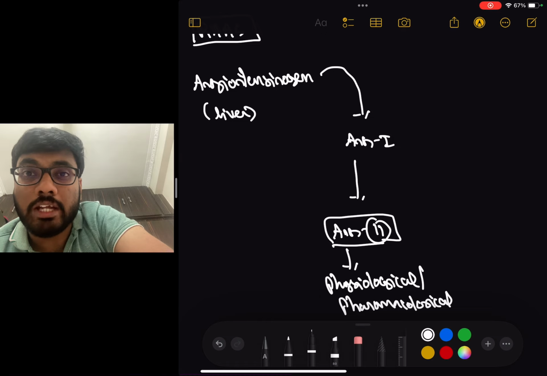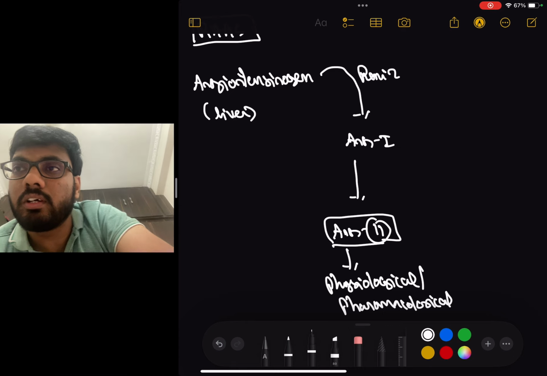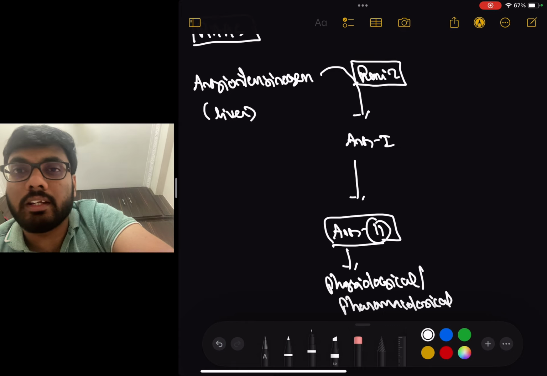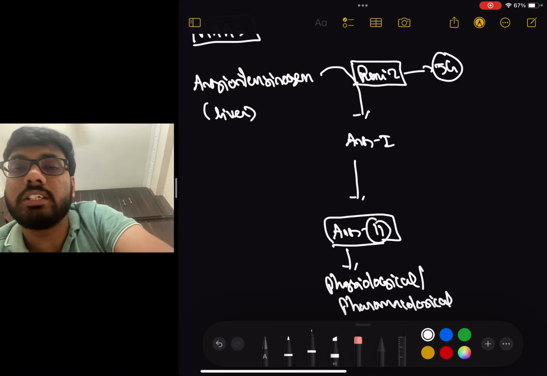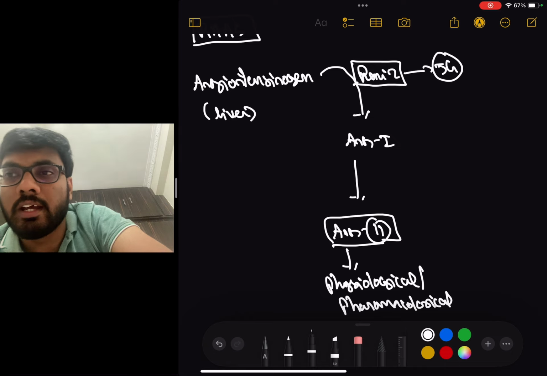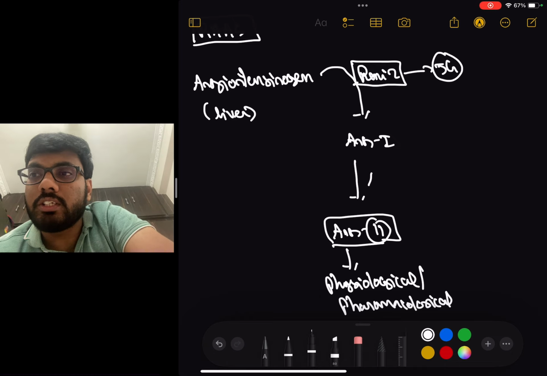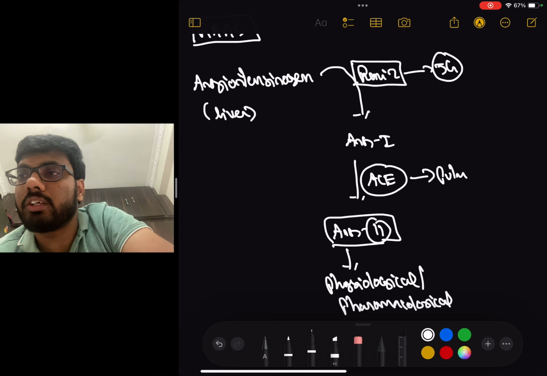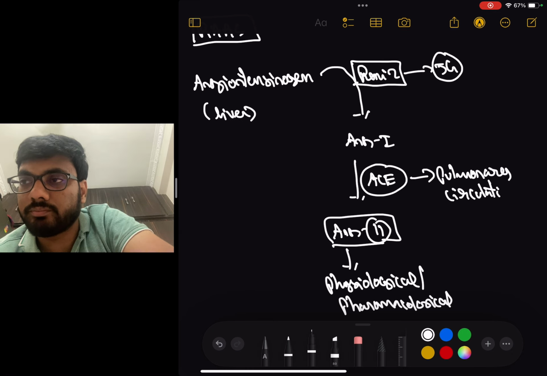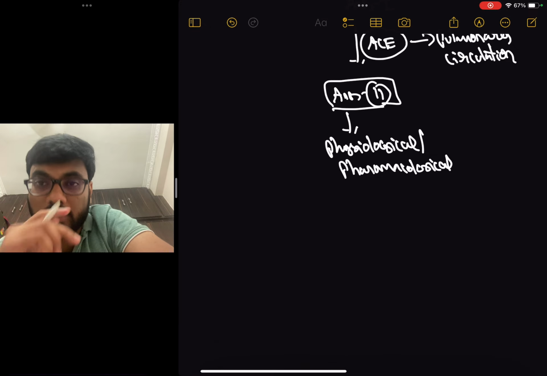Angiotensinogen is converted to angiotensin 1 by means of which enzyme? Renin. Renin is usually produced from where? From the JG cell, the juxtaglomerular cell, that is located in the JG apparatus. Conversion of angiotensin 1 to angiotensin 2 is by means of an enzyme called ACE, angiotensin converting enzyme, which is located in the pulmonary circulation. Correct. So what are the physiological and pharmacological actions of angiotensin?